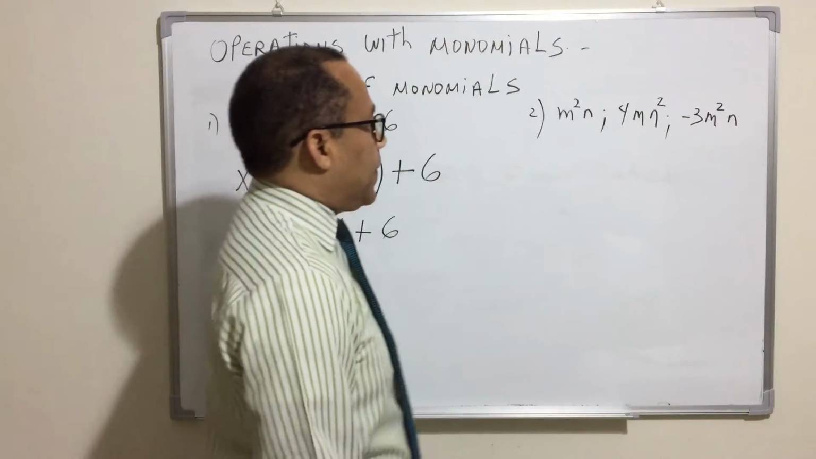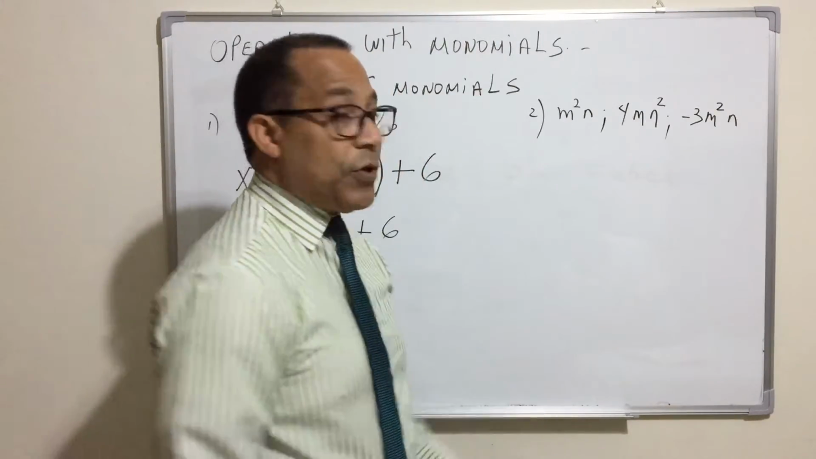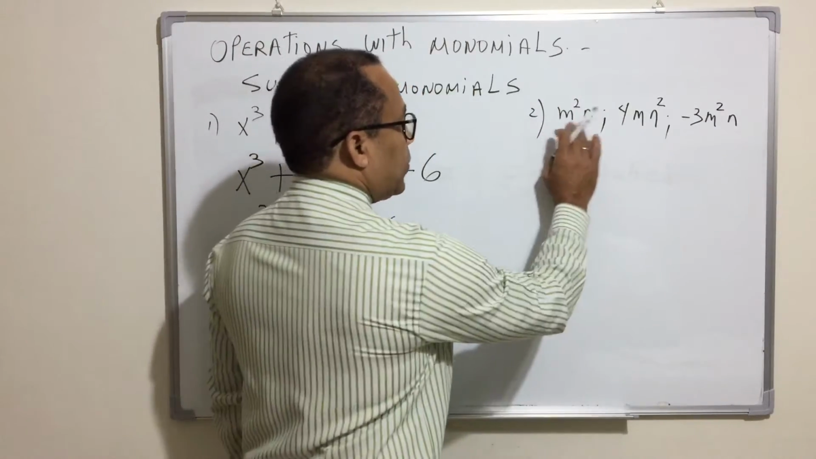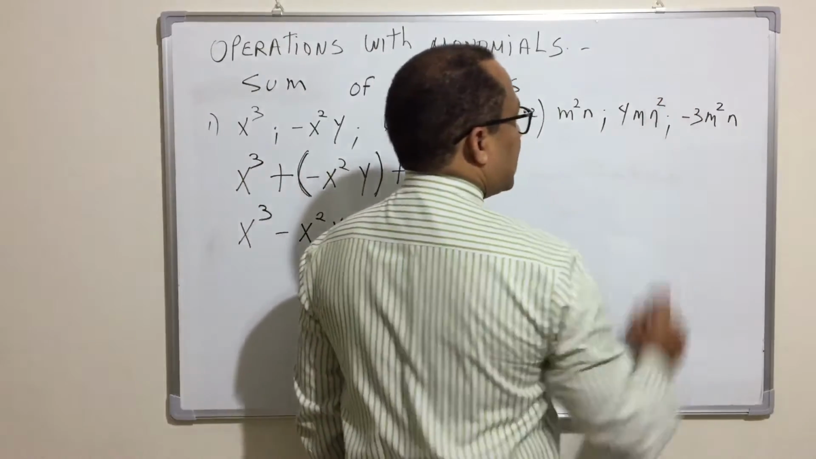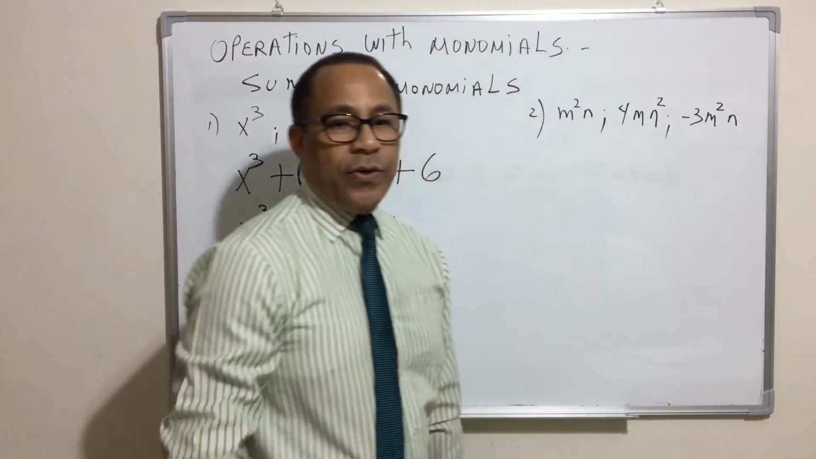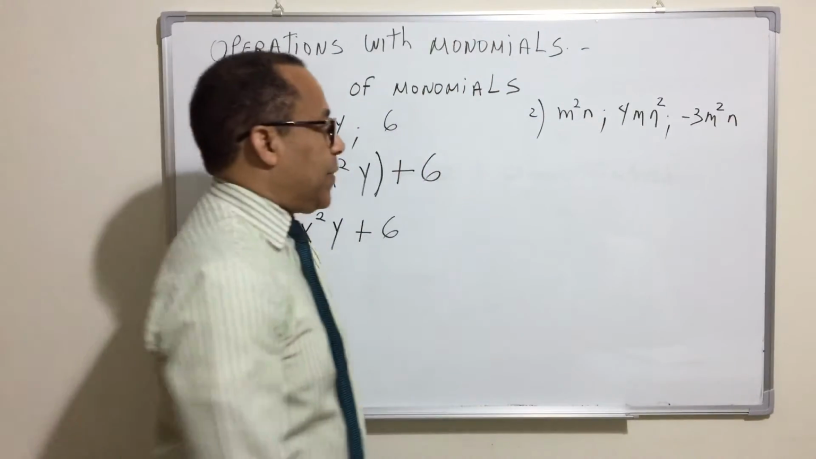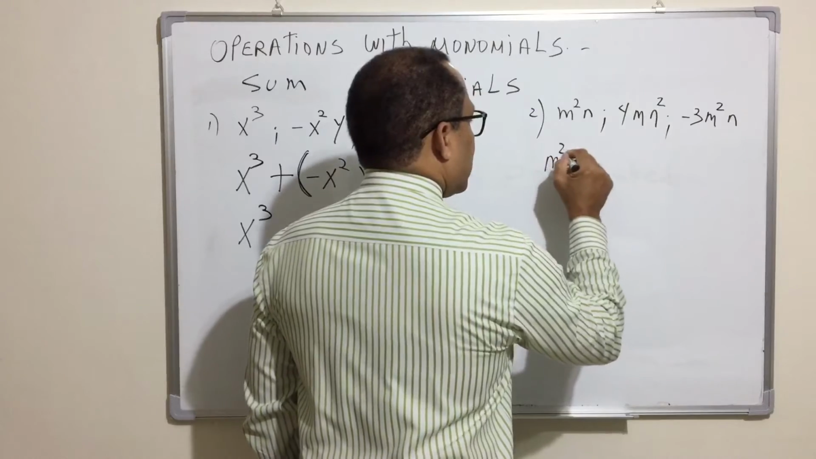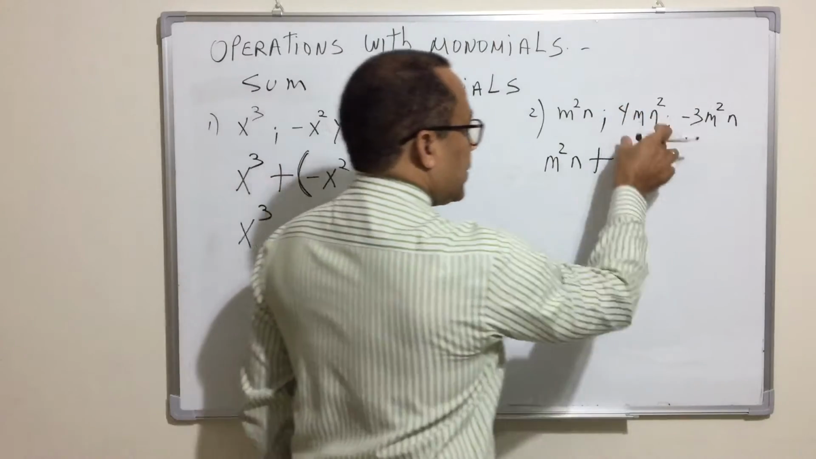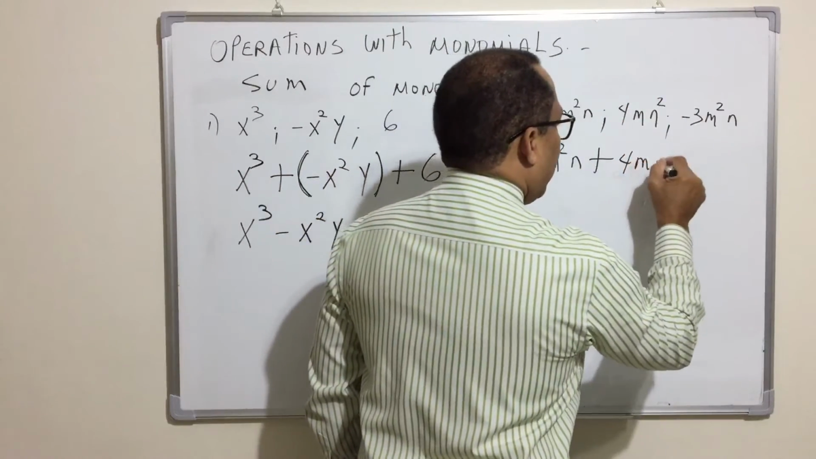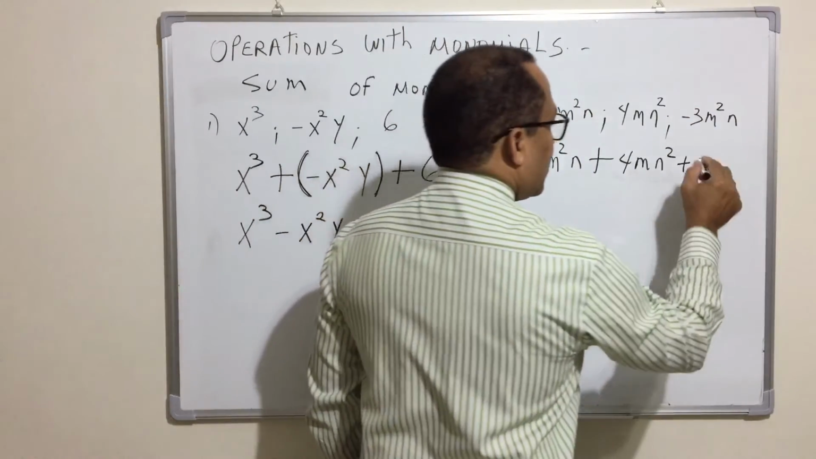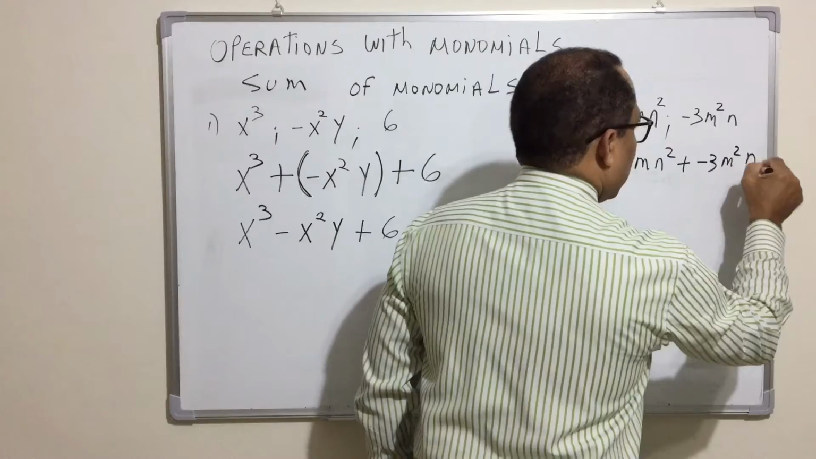Our next example says, first monomial, m to the second n, only one term. 4mn to the second, only one term. Negative 3m to the second n, only one term. I'm going to add them. Bring down the first term, m to the second n, plus, because I'm going to add them. Bring down the second term, which is 4mn to the second, plus. Bring down the third term, which is negative 3m to the second n.